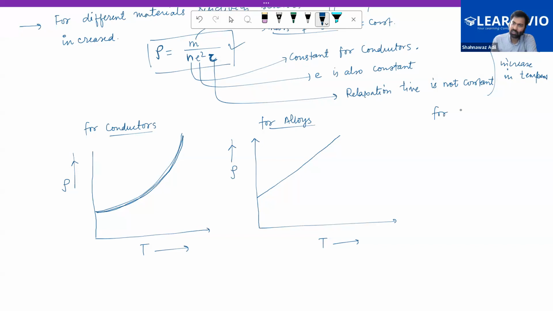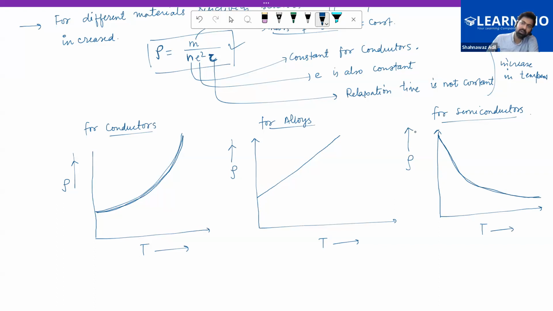And for semiconductors, this has an altogether different behavior. So this is for the semiconductors, and it will decrease. Is it clear? So this is how the resistivity behaves if we change the temperature. If we increase the temperature, in the conductor resistivity will increase, and for alloys the resistivity will increase. But for the case of semiconductor, it will decrease. Is it clear?